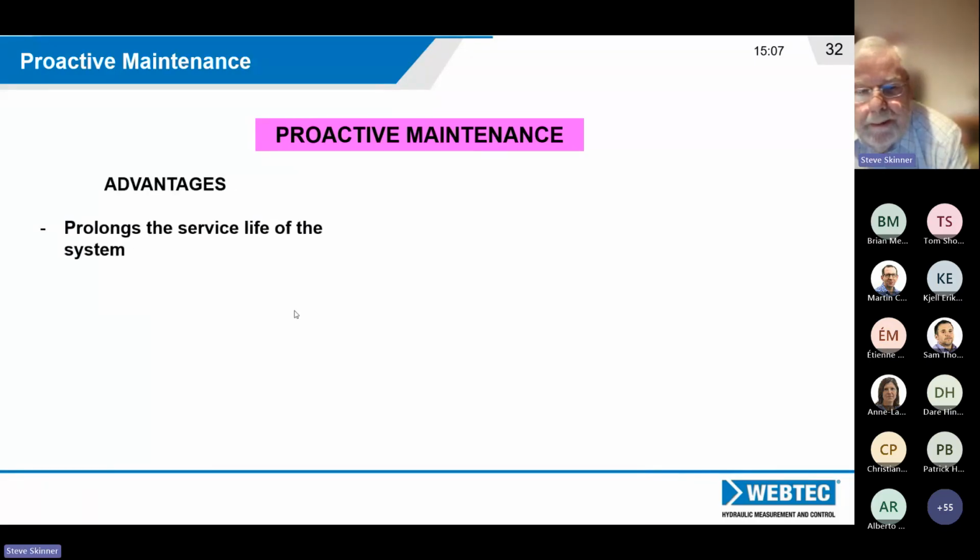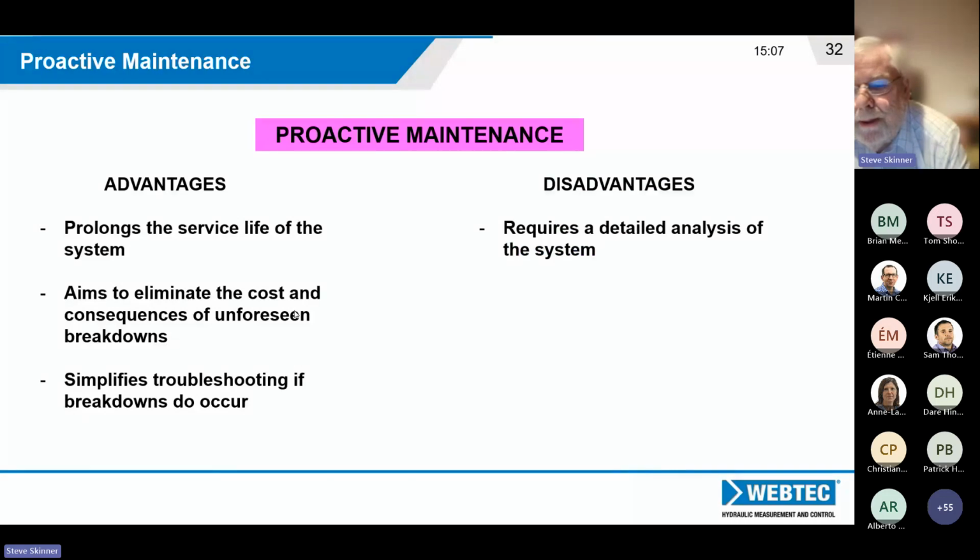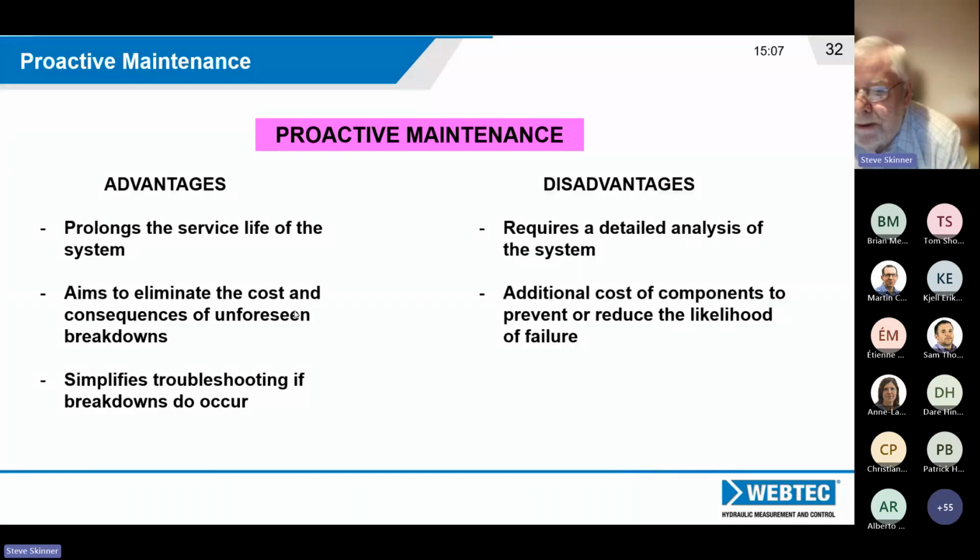So summarizing that, proactive maintenance can, as a byproduct, prolong the service life of the system because we're giving it the best conditions that it possibly can to work under. It aims to eliminate the costs and consequences of unseen breakdowns, and simplifies troubleshooting if breakdowns do occur because we've got a lot more information about the system. But it does require quite a detailed analysis of the system right at the very beginning. There is some additional cost penalty involved, as of course every sensor costs us a bit more money, but as we said, they've become much more cost effective in recent years.